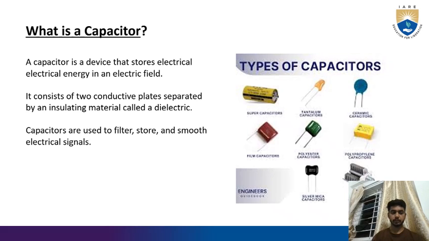The formula for a capacitor is Q equals C times V, where Q is the charge, C is capacitance, and V is voltage. So the higher the capacitance, the more charge a capacitor can store for a given voltage.